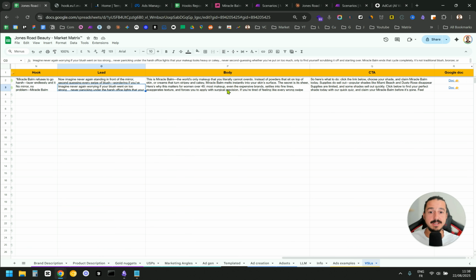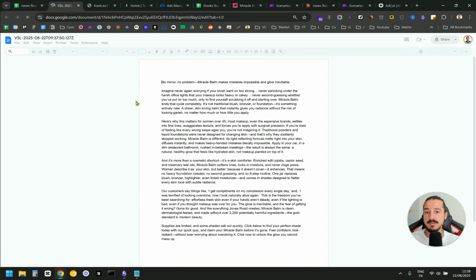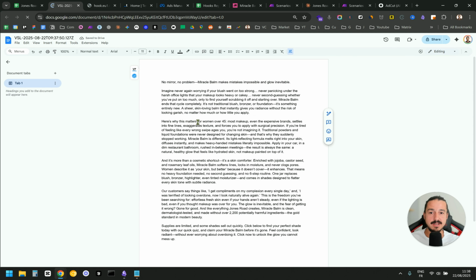So you have the hook, the lead, the body, and the CTA. But to visualize it a little bit better and to modify, then you can use that. It's a Google Doc. And this is basically your hook. It always makes it in a way that's possible to speak it. So basically, you can use this script to create a voiceover with B-roll ad.